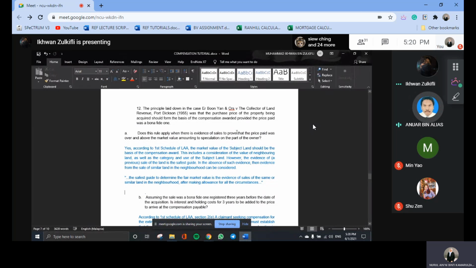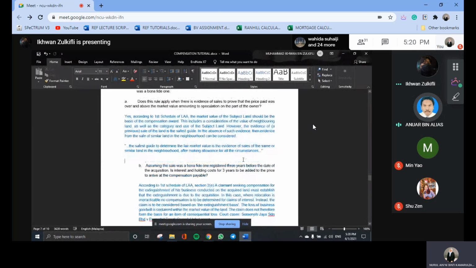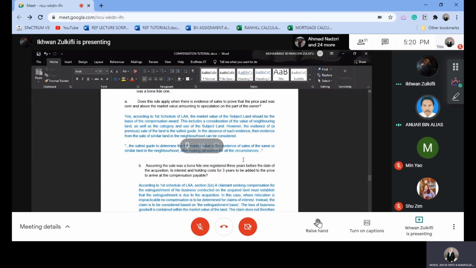Okay, you took this from the judge's statement in the case? Yes. So, does this rule apply when there is evidence of sale to prove that the price paid was over and above the market value and amounting to speculation on the part of the owner? You said it still applies, even though there is proof that the price paid is a speculation price.